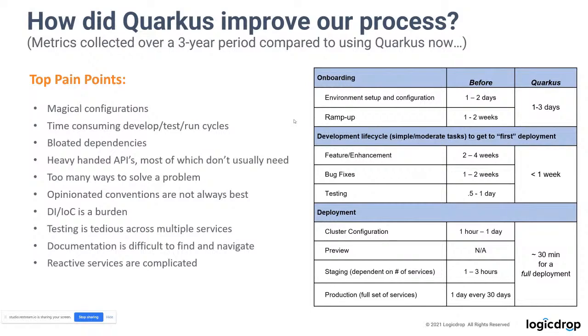When we get to deployment, again, similar types of issues. Configuration, depending on what it was, could be anywhere from an hour to 1 or 2 days to get into play. We didn't have a preview environment. To deploy to staging for us could take 1 to 3 hours, depending on how many services we were deploying. And for production, we had to put that into a cadence of 1 production deploy per month, which right there is completely limiting.